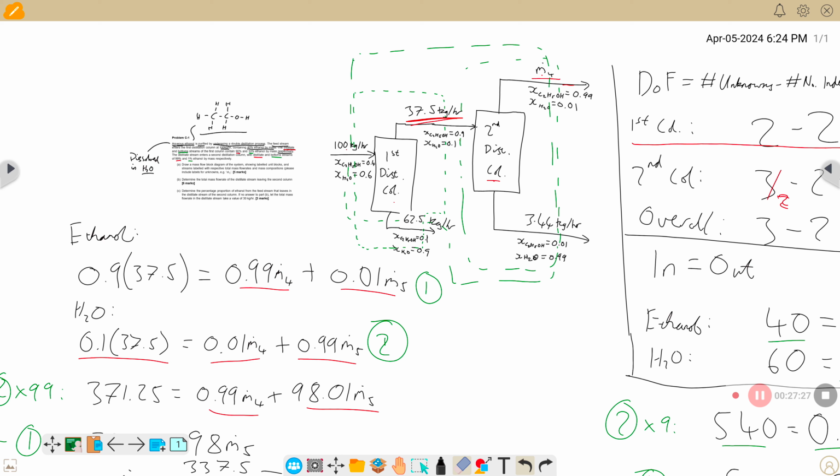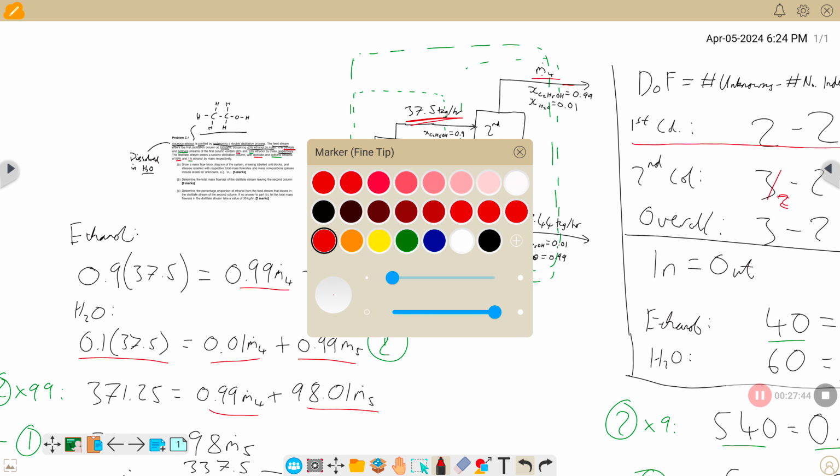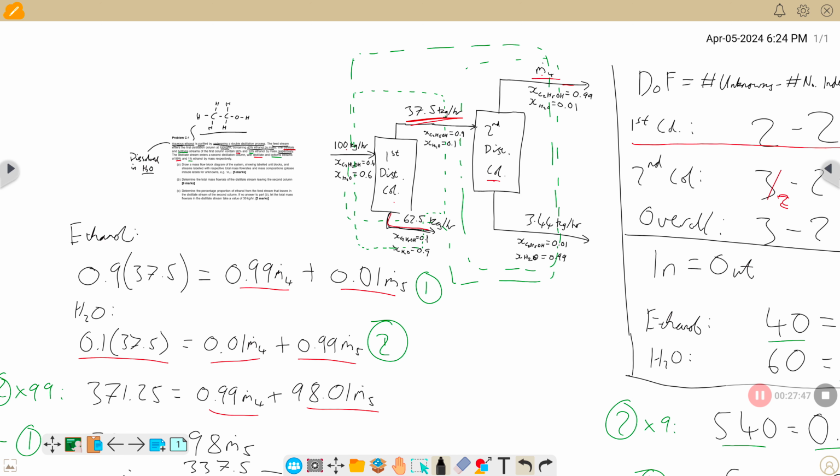Well, most of this stream is water, right? And you can kind of see that most of the water left in this stream here. So it makes sense that that might be quite small, actually. And note that it's the second distillation column, right? So the feed will have been quite pure ethanol already, so there won't have been much water in the feed into the second distillation column anyway.